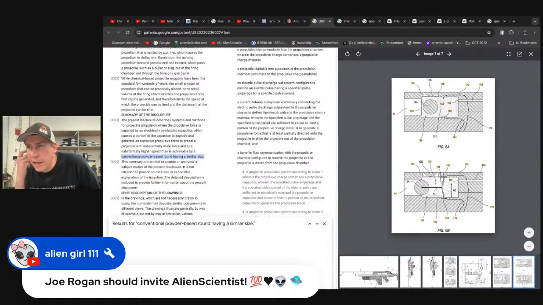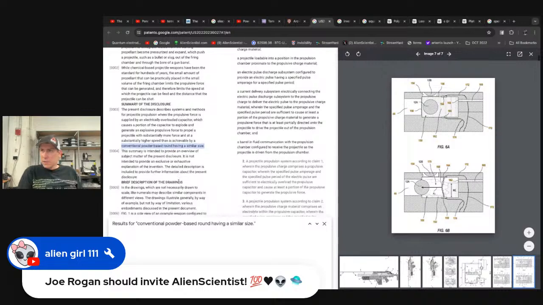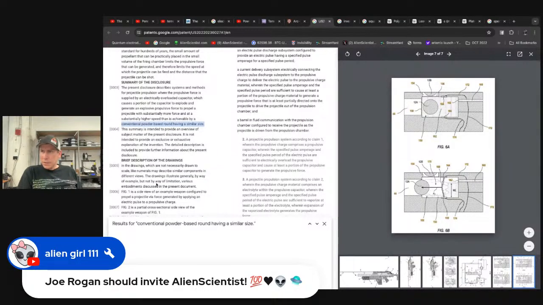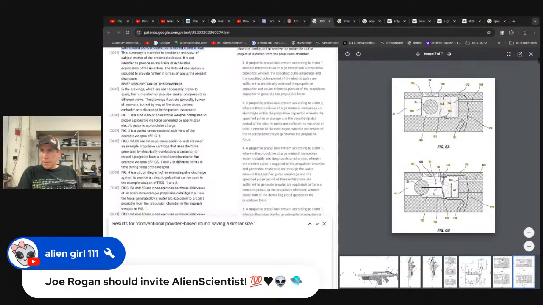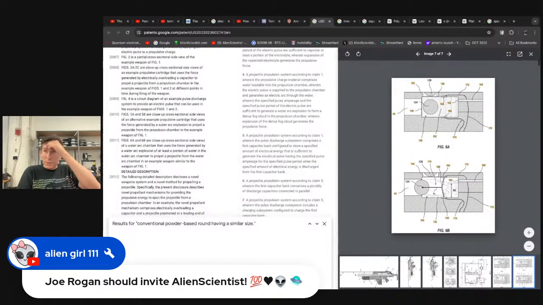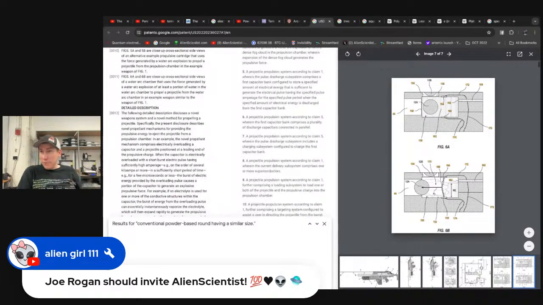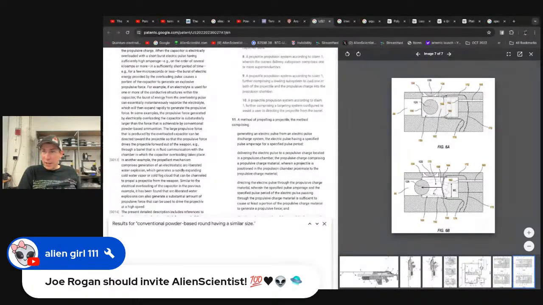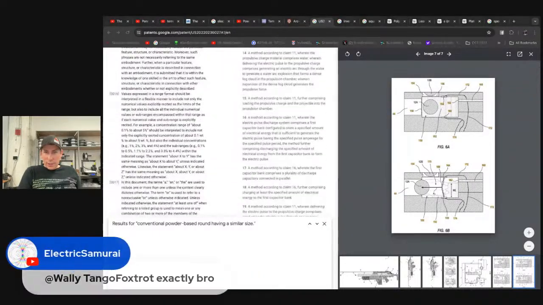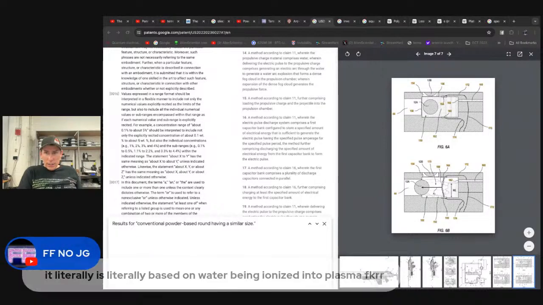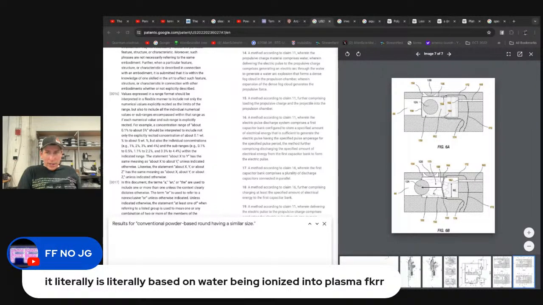So blowing up capacitors instead of blowing gunpowder up in your chamber is, I guess, what they're doing. So I'm not sure what the detonation velocity is of a blown up capacitor or these things. I'd like some physical specs. What's the muzzle velocity? Yeah, there's a lot of questions I'd have about this technology, and this is literally based on water being ionized into plasma. Yeah. So some of that stuff's interesting.